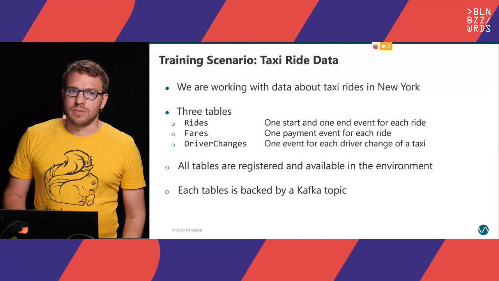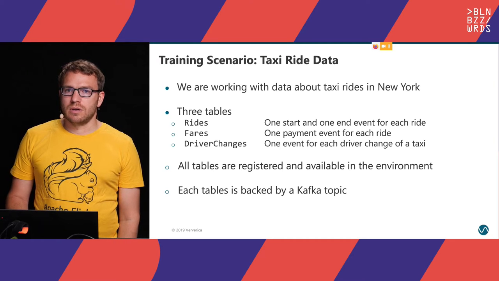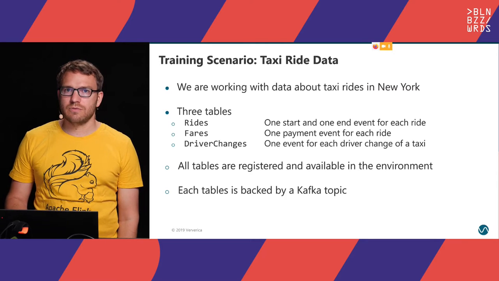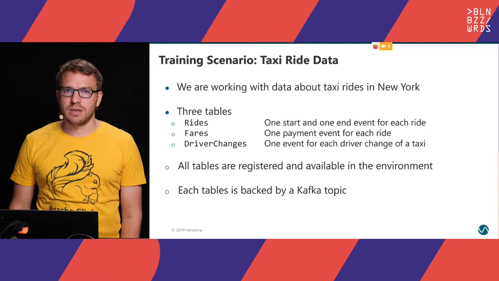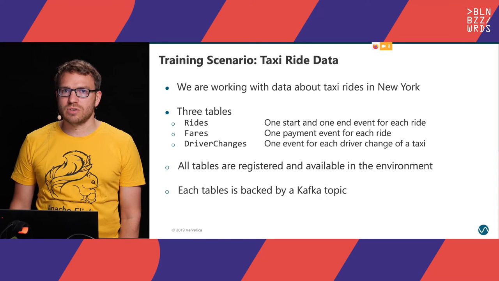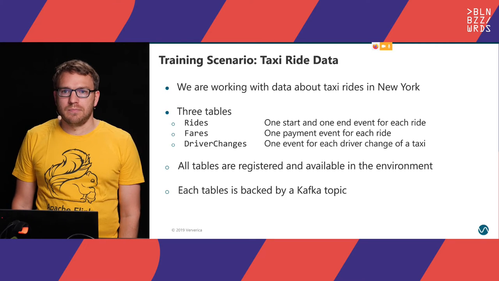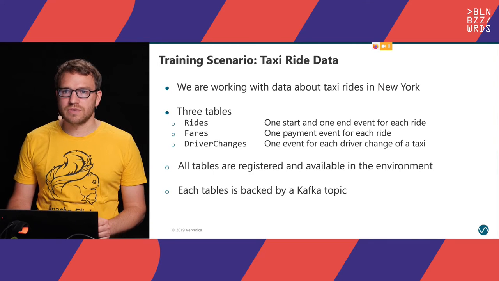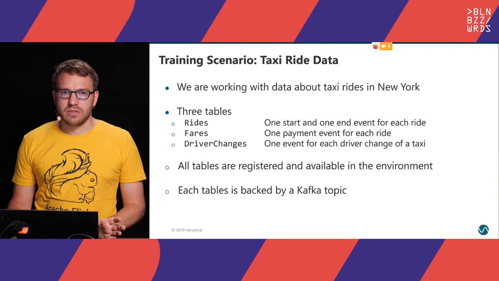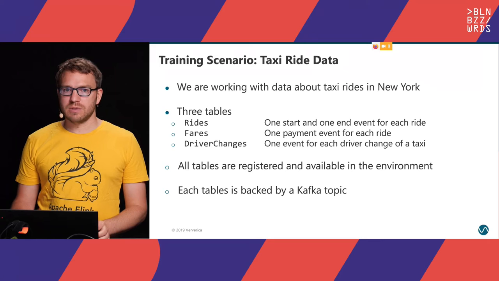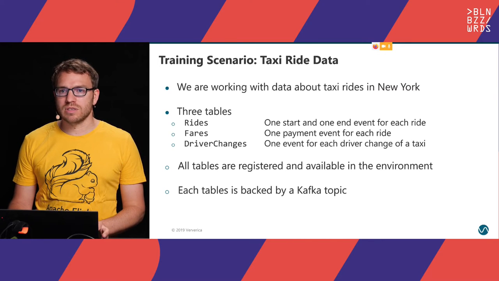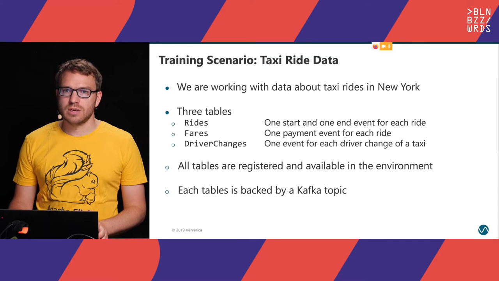We're using a scenario here, which is based on taxi ride data. This is a public data set that basically provides data about taxi rides in New York City. We're using this as a scenario to run some of the queries to make it a little bit more meaningful and interesting. We split the data up into three different tables. There's a rides table that contains one start and one end event for every taxi ride that happened.